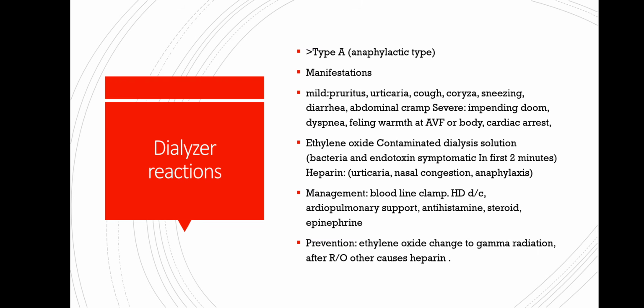Causes include ethylene oxide and contaminated dialysis solution with bacteria and endotoxin, symptomatic in the first 2 minutes. Heparin can cause nasal congestion, anaphylaxis and urticaria. The management of dialysis reactions is bloodline clamp, stopping HD, cardiopulmonary support, and antihistamines, steroids, epinephrine. Prevention is changing ethylene oxide to gamma radiation after RO, and looking at the other causes such as heparin.